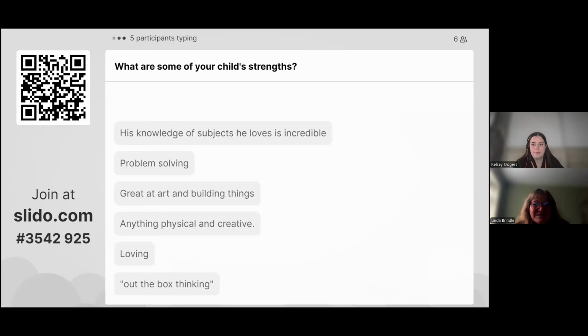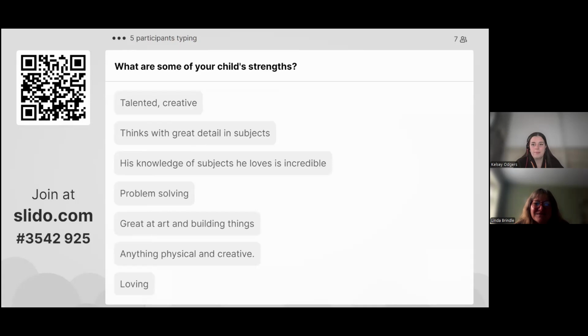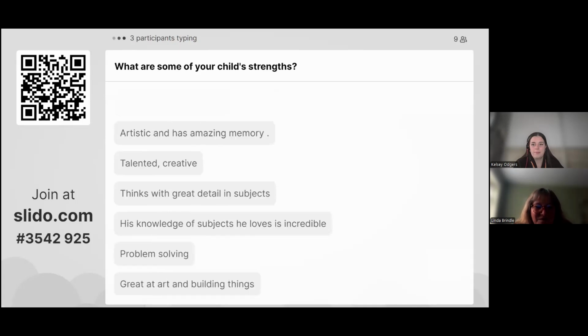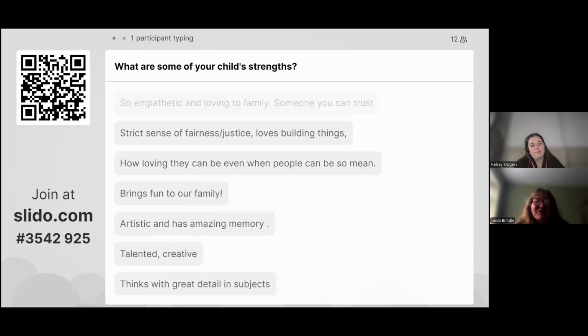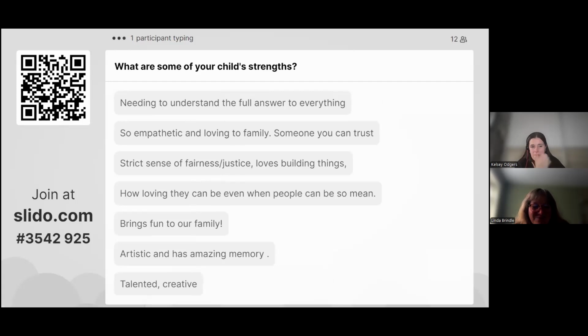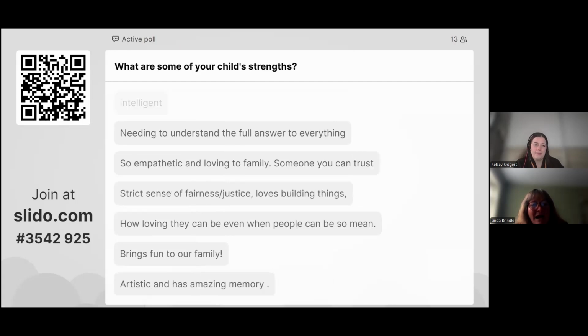And here you are, somebody's put problem solving too. Great at art and building things, anything physical and creative, loving. His knowledge of the subject he loves is incredible. Thinks with great detail on subjects, talented, creative, artistic, amazing memory, brings fun to our family. That's quite a theme that we found as well, how loving they can be, even when people can be so mean. Yes, wow, that's powerful, isn't it?